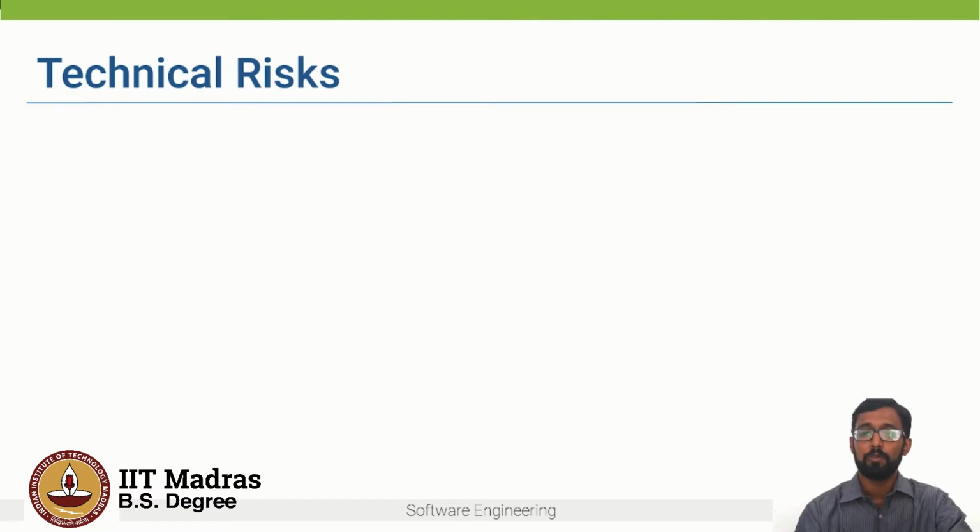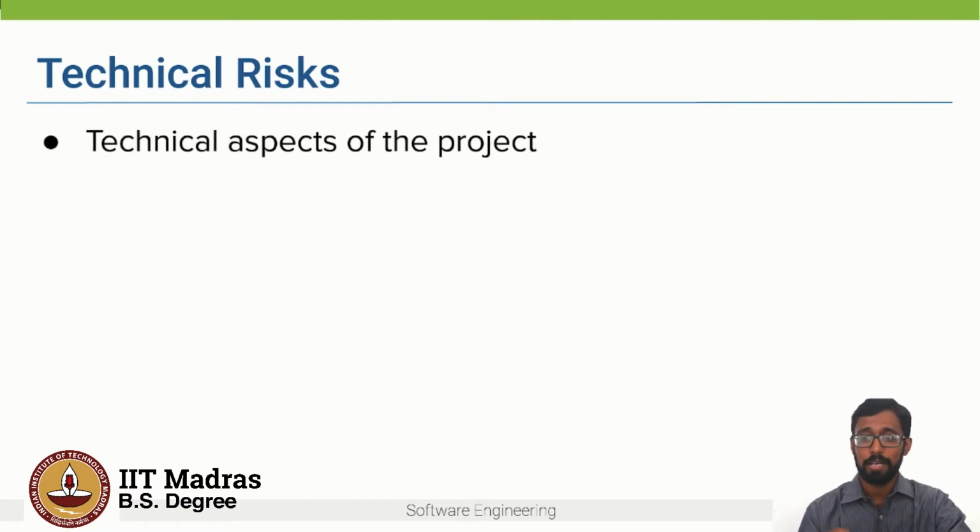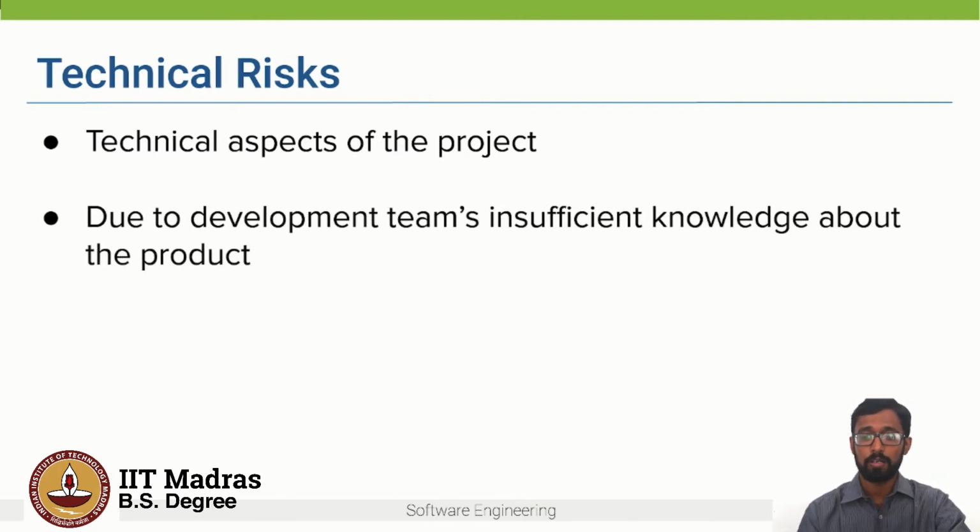So many of you would have thought about risks related to the technical aspects of the project. And these risks are known as technical risks. These kind of risks occur due to the development team's insufficient knowledge about the product. And it can occur at any stage in the software development process, in the requirement phase, the design, the implementation, testing, or even the maintenance phase.